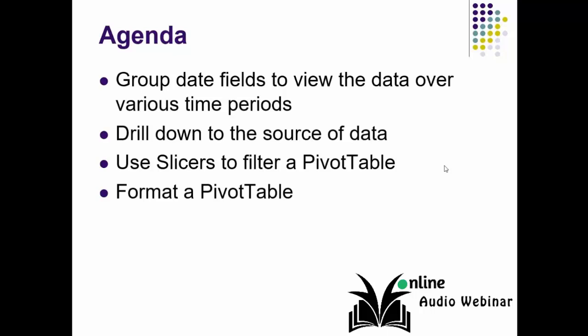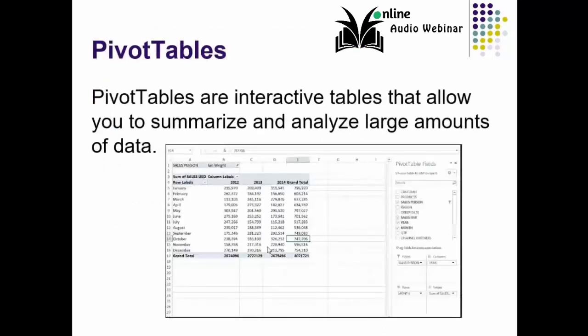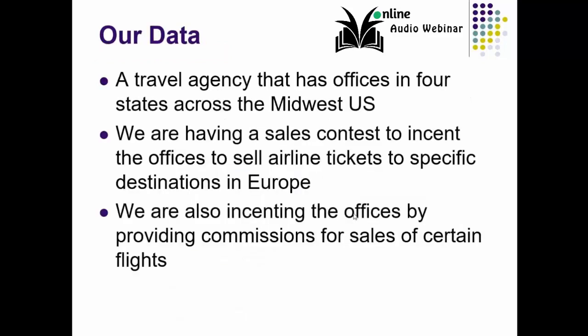We'll group date fields together to look at data over a variety of time periods, and we'll drill down to the source of the data. In terms of filtering, we'll learn about slicers, which is a very visual way to filter a pivot table. And finally, we'll do some formatting to our pivot table. So let's talk about what a pivot table actually is. First of all, a pivot table is a table, and they're used to summarize and analyze large amounts of data. The data that we'll be working with today represents a travel agency.